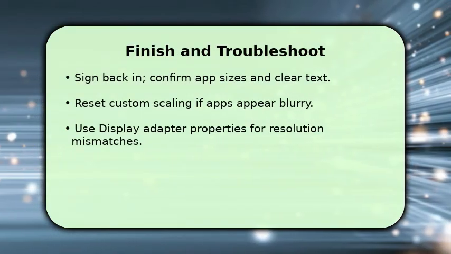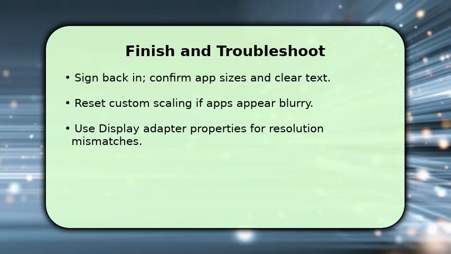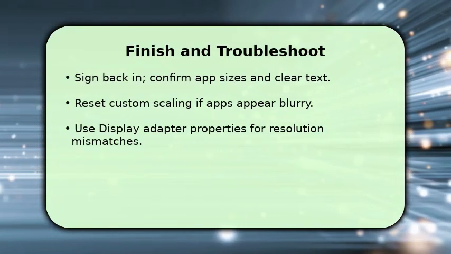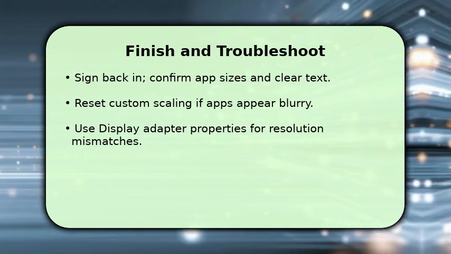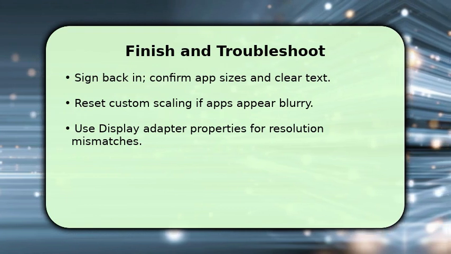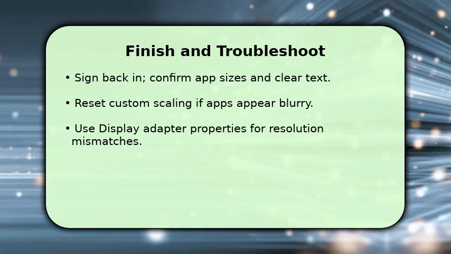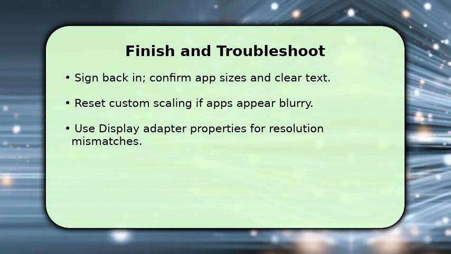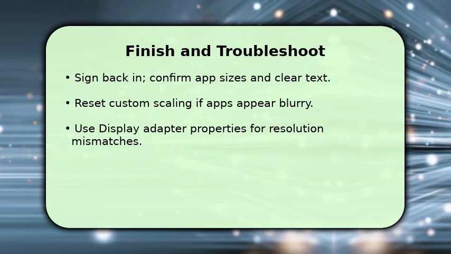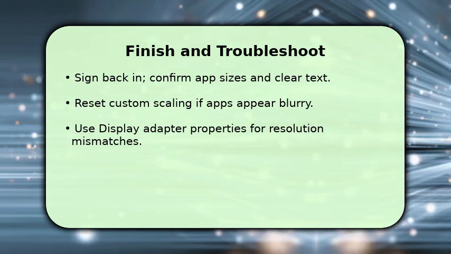Finally, sign back in and inspect apps and system UI. Make sure text is readable and controls aren't clipped. If some apps appear blurry, reset custom scaling to 100% and reapply recommended settings, because legacy apps can render poorly with non-integer scales. If resolution looks off, open Display Adapter Properties and ensure the monitor's native resolution is set.